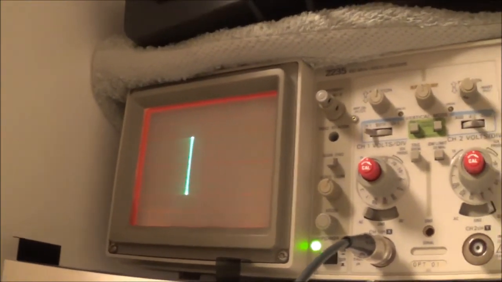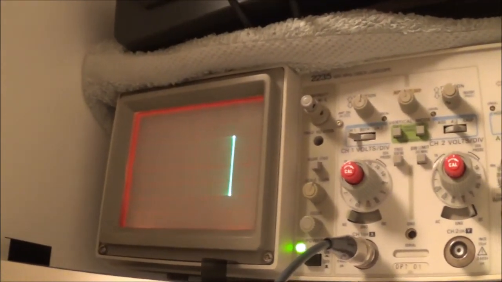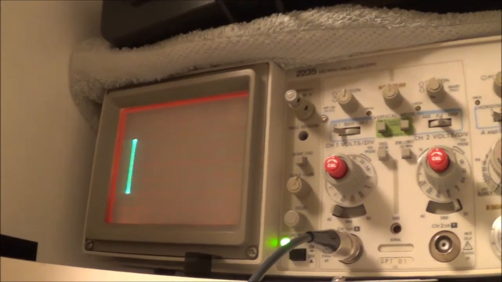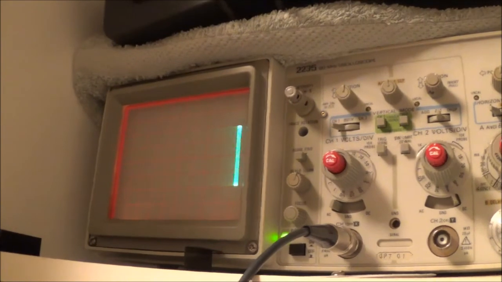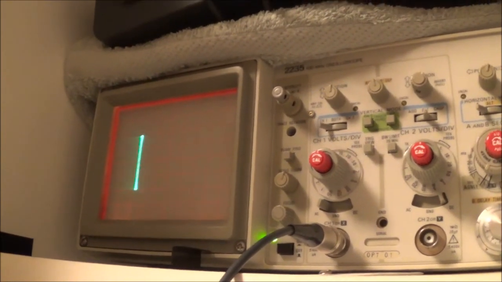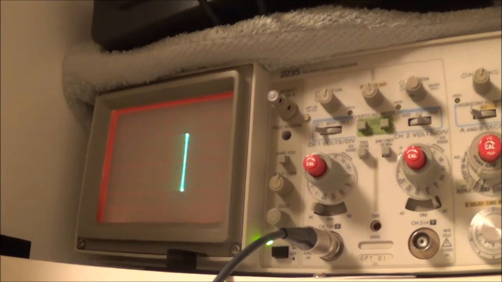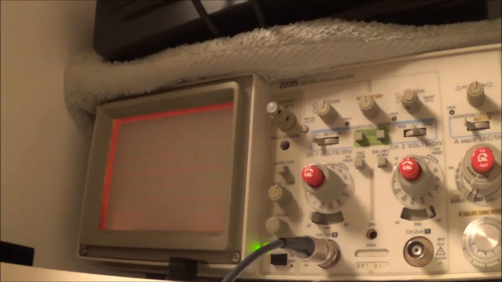I'm also running out of space here in my little memory card. Anyway, that's another way of checking your voltage output and frequency in case you don't have an AC voltmeter, just regular VOM, but you do have an oscilloscope, of course.